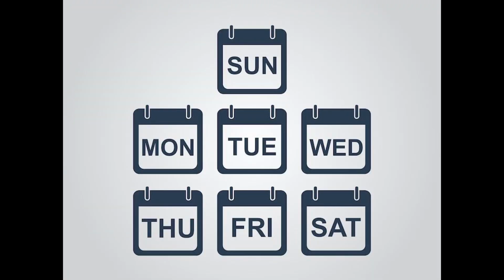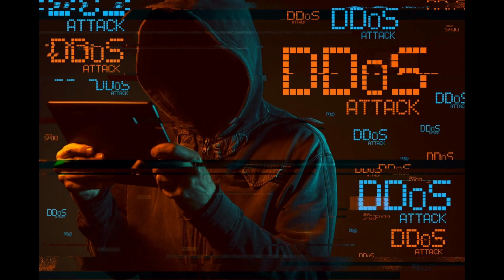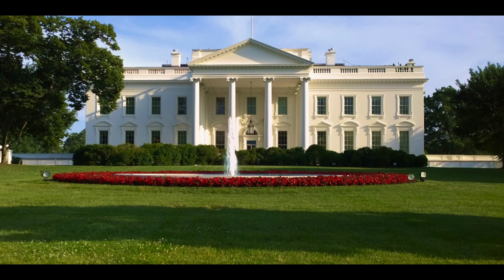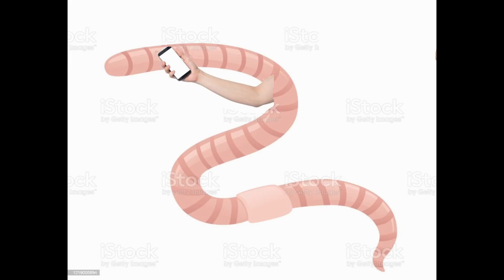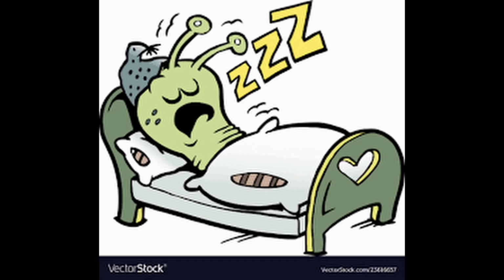For the next week, it would use its infected host to perform a DDoS attack against a set of IP addresses, many of which belong to whitehouse.gov. From the 28th until the end of the month, the worm would sleep, before starting the cycle anew.